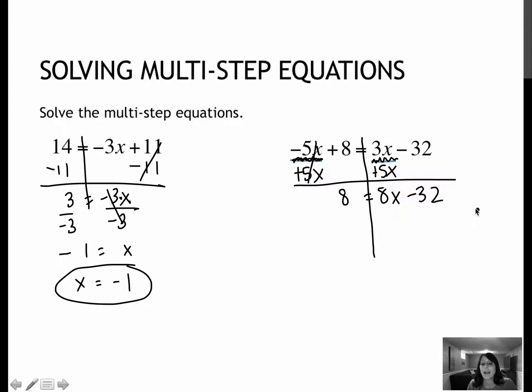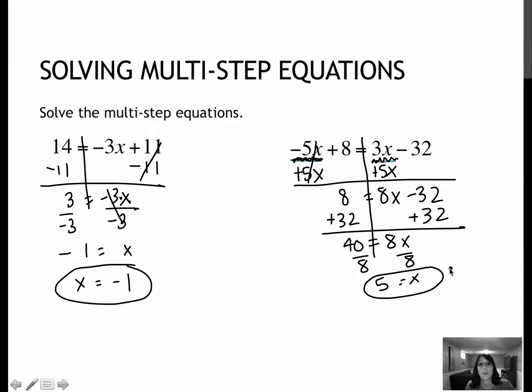So this works great. I now have an x on only one side of the equation, and now I'm starting on the side that has the x and undoing the furthest thing away. So I'm going to add 32 to each side. That gives me 40 equals 8x, and then of course I would divide by 8 to get x equals 5. This is one perfect way to do it.